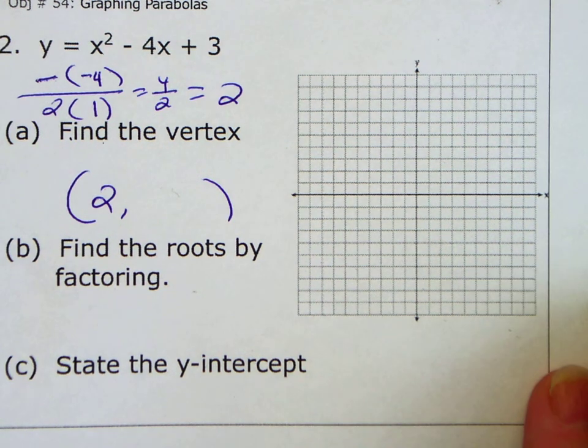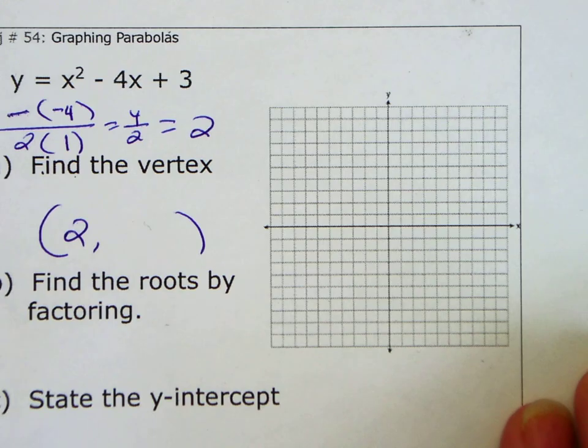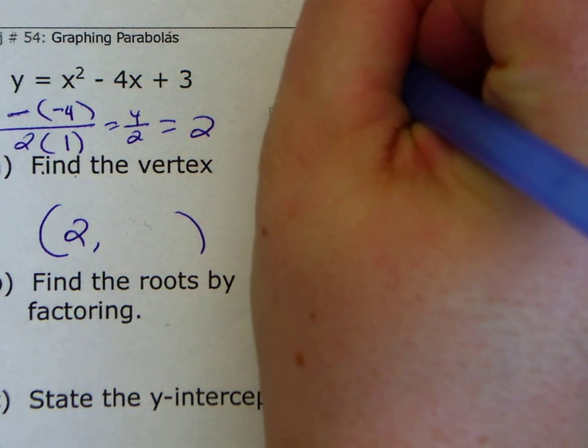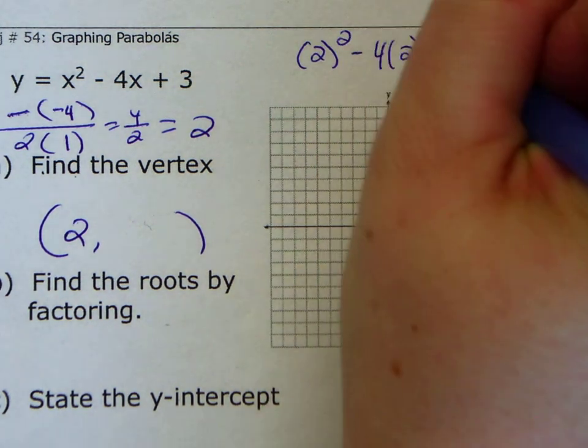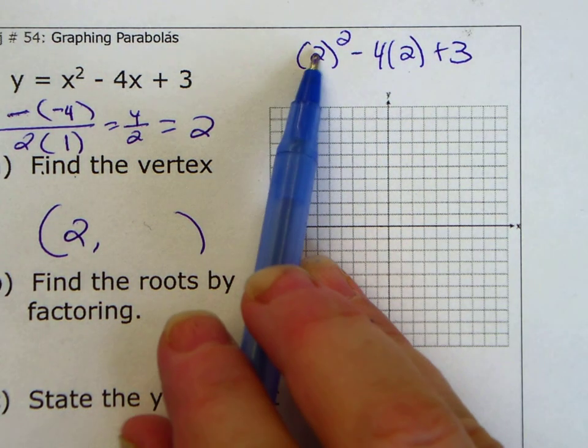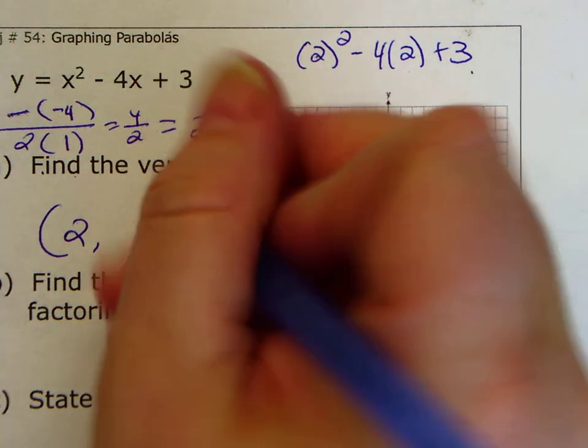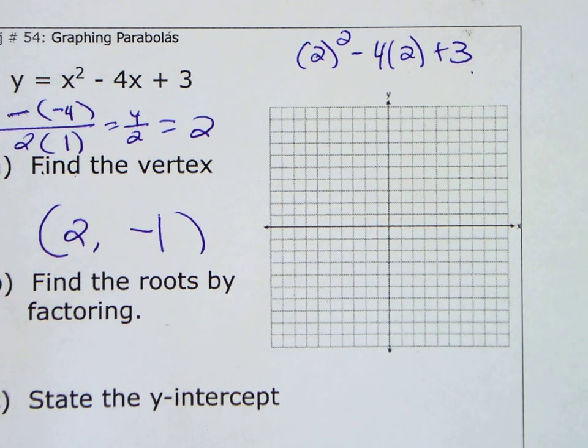And then how do you find your y value? You plug in to find the y value. So let's see, we have 2 squared minus 4 times 2 plus 3. What's that? That's 7, negative 1. Okay, so 2, negative 1.